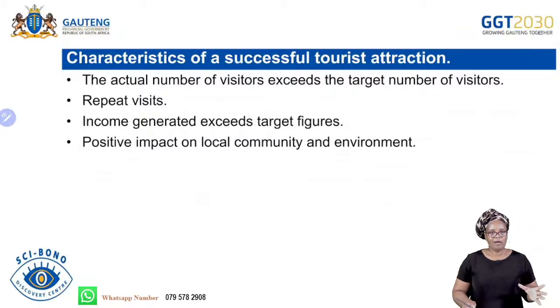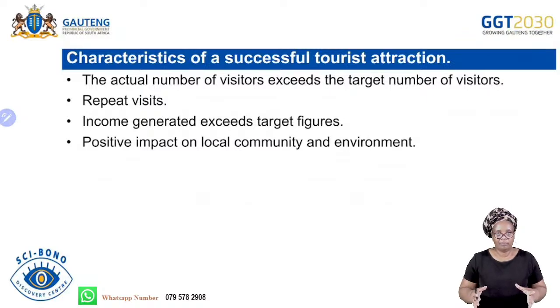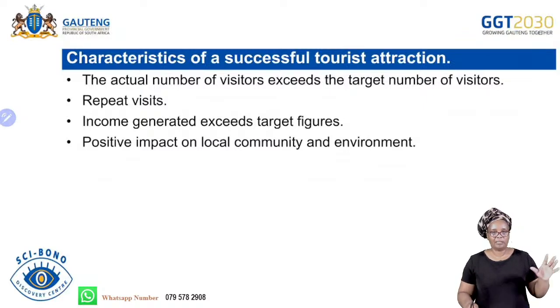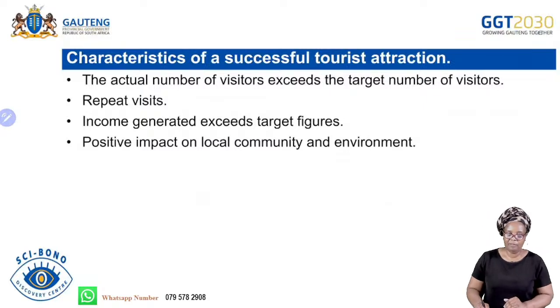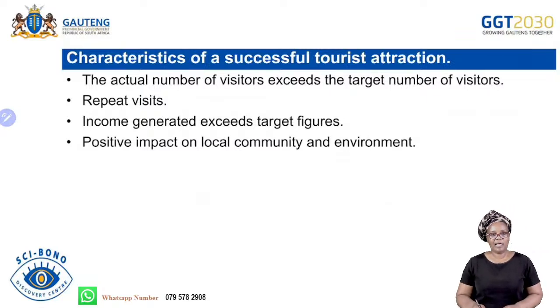So here, there will be planning. Remember from the statistics, they will be planning to have so many visitors per day, per month, per year. Then if the actual number of visitors visiting the area is more than what they have targeted, then we're saying that that area, that destination, that attraction is successful.